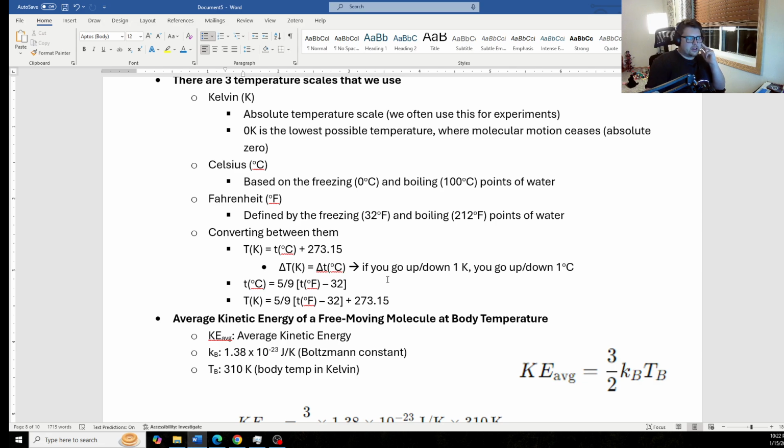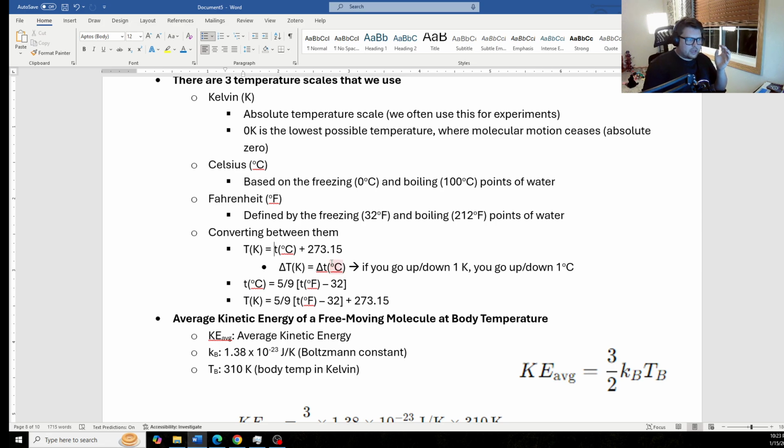The connection between these, converting between them, is Kelvin to Celsius. The temperature in Kelvin is equal to the temperature in Celsius plus 273.15. So if we wanted to go from Kelvin to Celsius, whatever the temperature is in Kelvin, we would subtract 273.15. If we had Celsius and we wanted to get to Kelvin, we add 273.15.